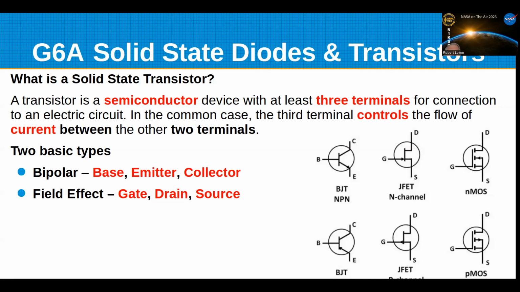But essentially the difference is bipolars are controlled by current on the control element. Field effect is controlled by a voltage on the control element. And you need to remember the names of base, collector, and emitter, and gate, source, and drain.